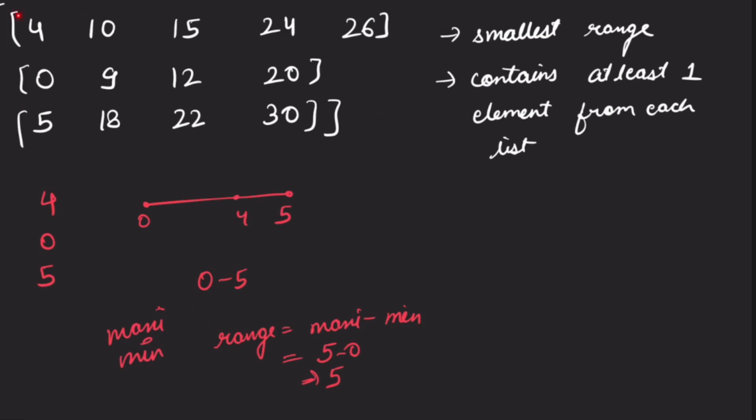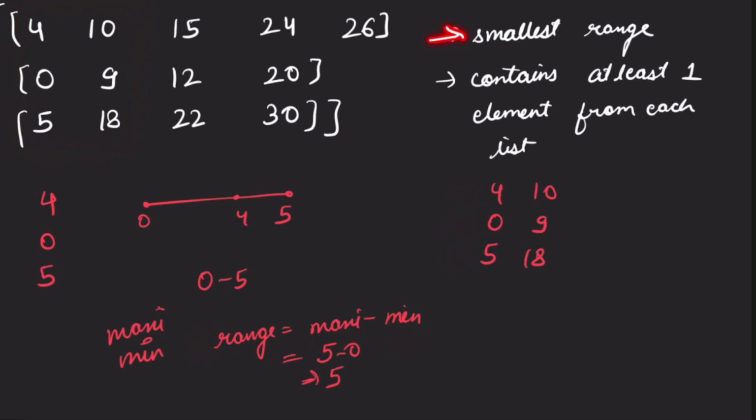Now let us suppose we are considering this much of the array, meaning all the arrays of length 2. Then what elements are we having? 4, 0, 5 and 10, 9, 18. So this is the first array, this is the second array, and this is the third array. Now in this case, how will you identify the range? We saw what our range is. Our range is the difference between the maximum element and the minimum element, right?